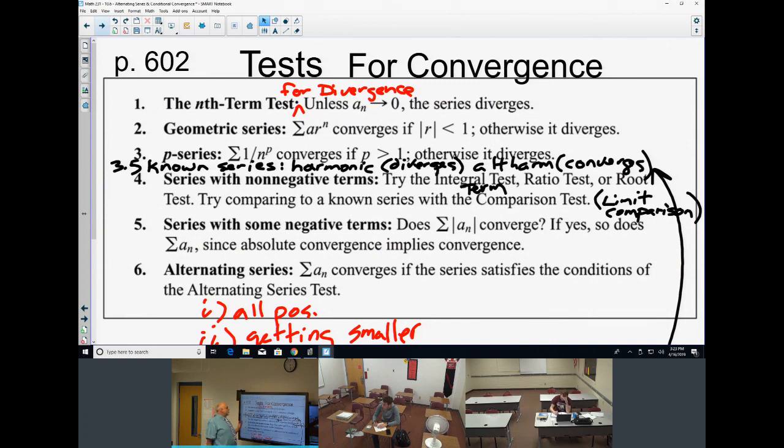Then there were some known series that we knew. So the geometric series, if the r is between -1 and 1, then it converges. Otherwise, it diverges. Then we have the p series.